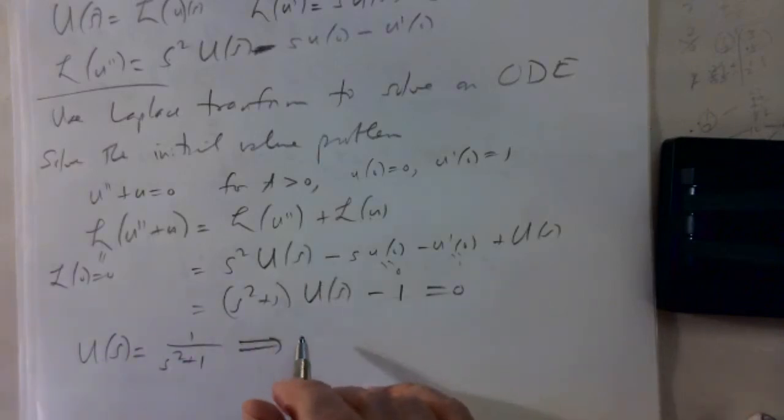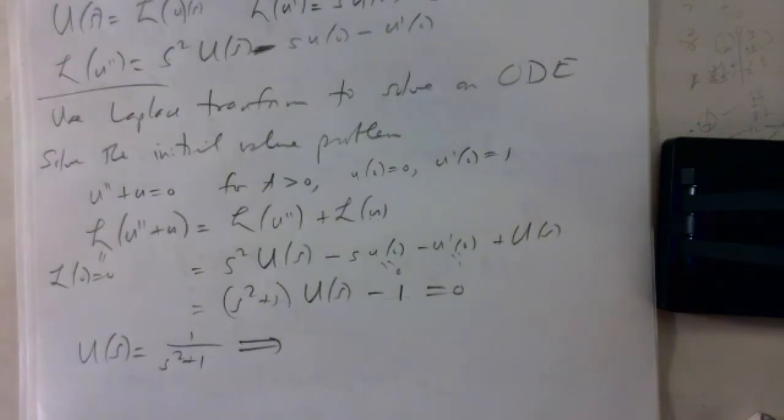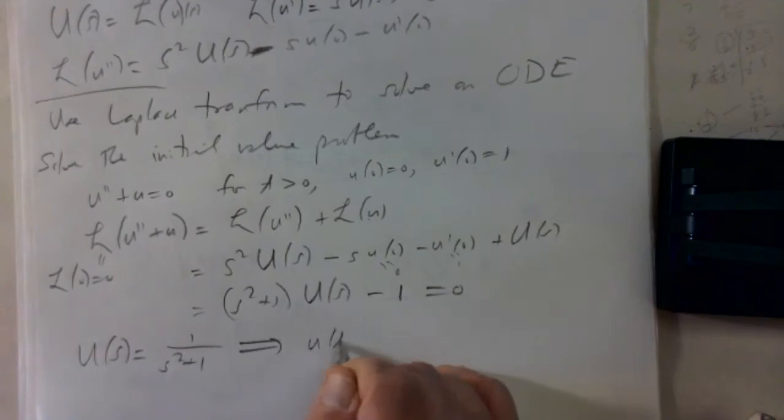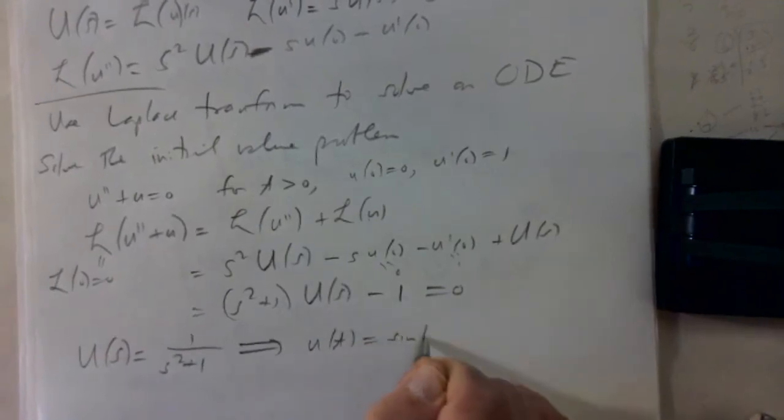What is the function whose Laplace transform is 1 over s squared plus 1? Well, this is sort of the inverse problem. Up to now, we've been given a function and tried to calculate the Laplace transform. Now we know the Laplace transform is 1 over s squared plus 1. That means that the function is sine of t.